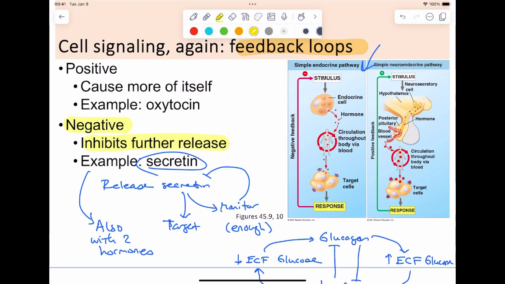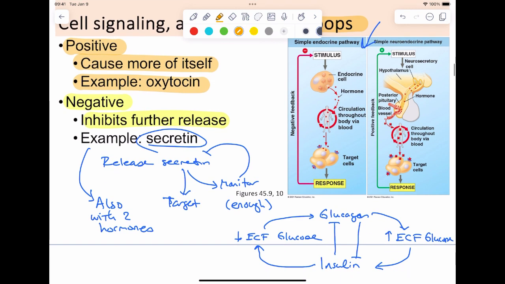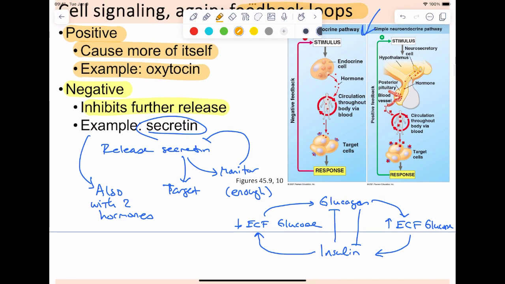A positive feedback loop. We don't have too many of these because positive feedback loops are kind of like bad, bad situations. We're going to cause more of itself. So one of these could be oxytocin. I don't know if you know anything about oxytocin.